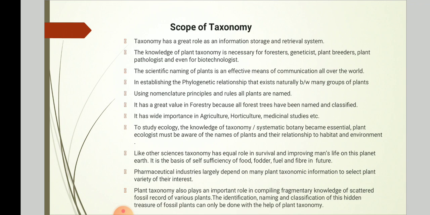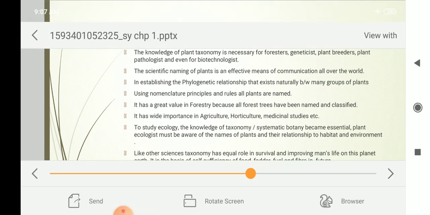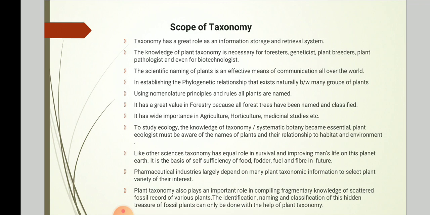Using nomenclature principles and rules, all the plants are named. It has a great value in forestry because all forest trees have been named and classified. It has wide importance in agriculture, horticulture, medicinal studies, etc. To study ecology, the knowledge of taxonomy, systematic botany becomes essential. Plant ecologists must be aware of the names of plants and their relationship to the habitat and environment.